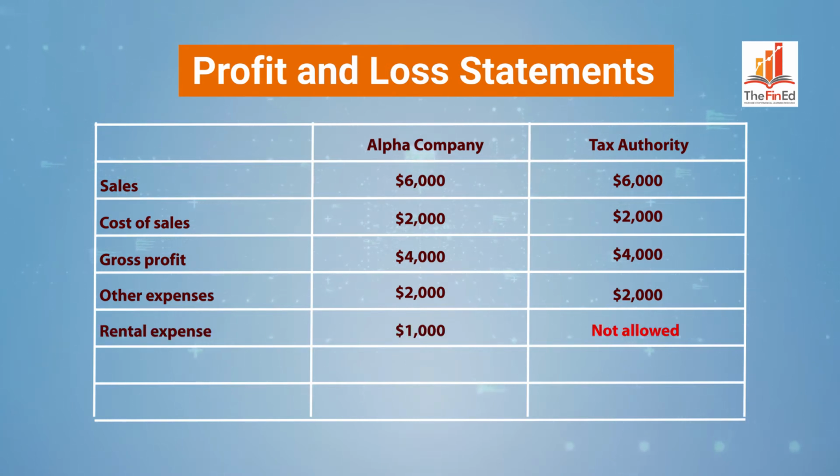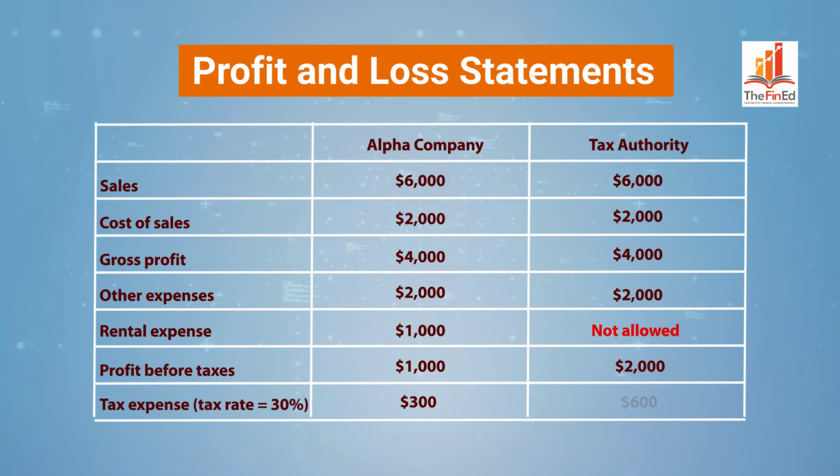Next is the rental expense line item. Alpha Company is reporting a rental expense of $1,000. The tax authorities do not allow the recognition of the rental expense. This results in a difference in the profit before tax being reported by the two parties, and further on in the difference in the tax charge being calculated.